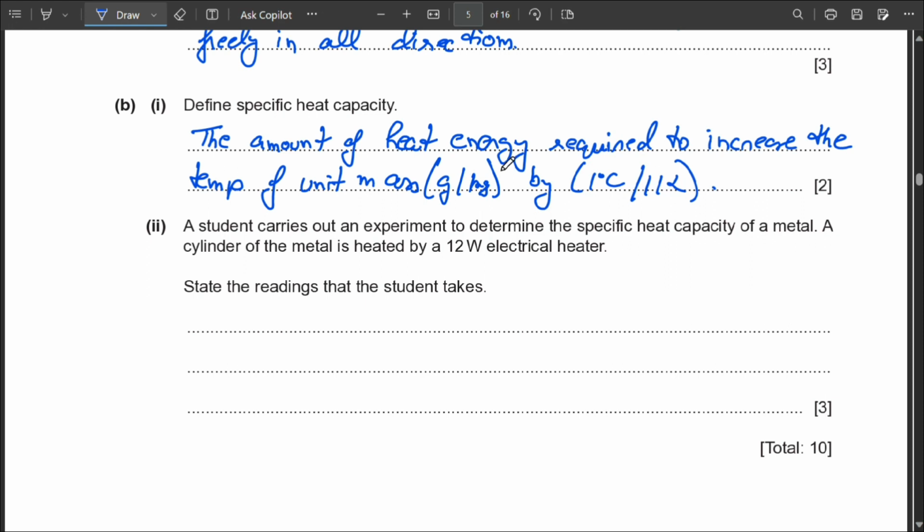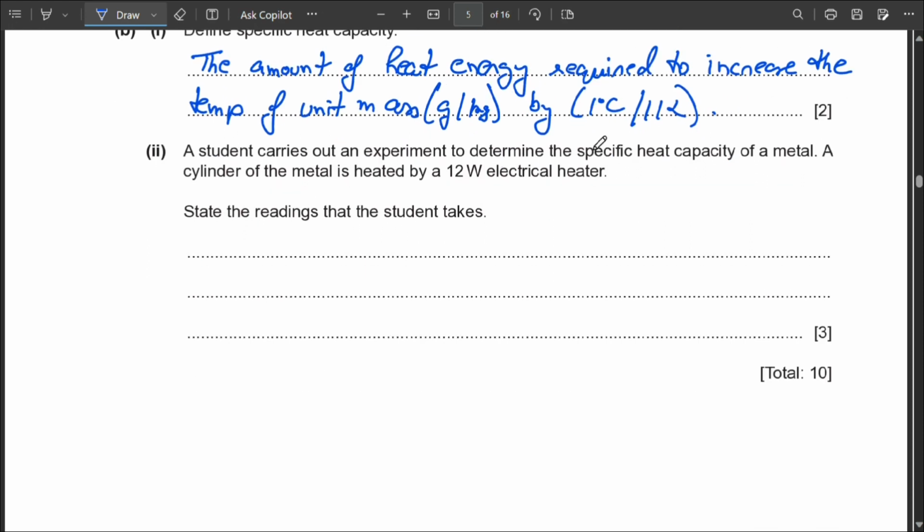So that is specific heat capacity. B, second part. A student carries out an experiment to determine the specific heat capacity of a metal. So you have to find the specific heat capacity. A cylinder of metal is heated by a 12 watt electric heater. State the reading that the student takes. See, to measure that specific heat capacity, actually you have to write what readings he is going to take.